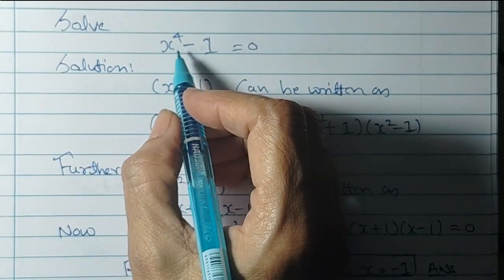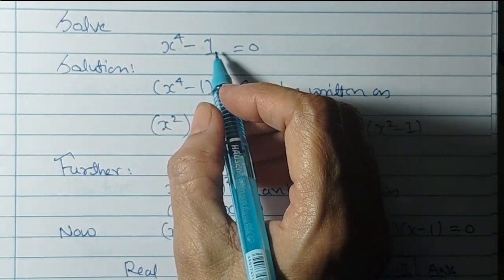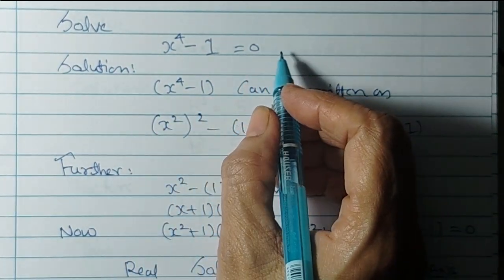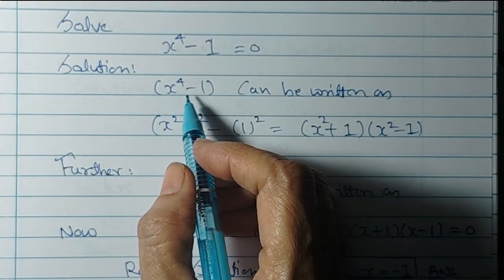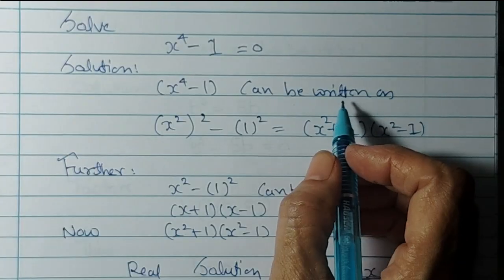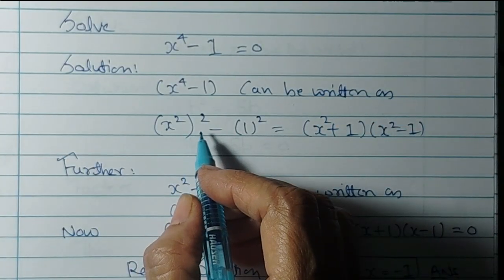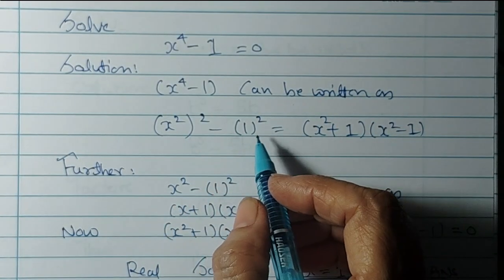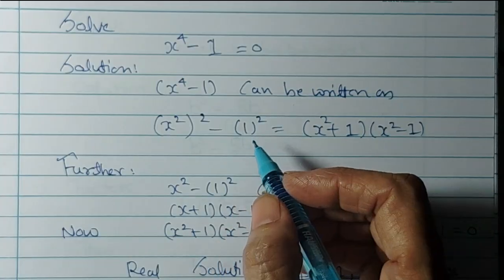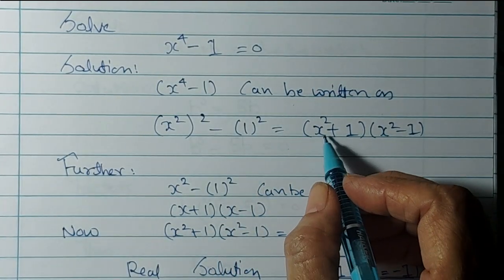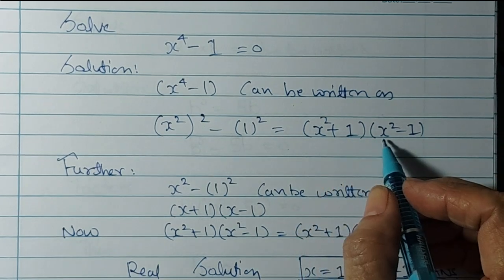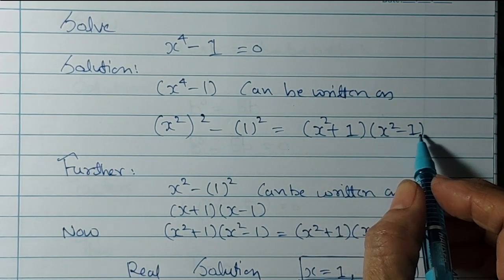Solve x to the power 4 minus 1 equal to 0. Solution: x to the power 4 minus 1 can be written as (x square) to the power 2 minus 1 square, which can be further written as (x square plus 1) into (x square minus 1).